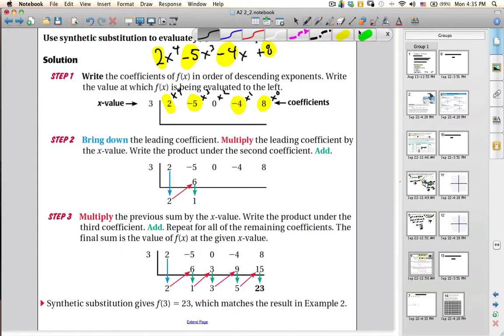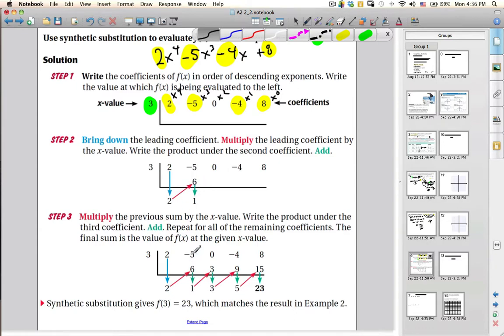And then I'm going to take this value here, the 3. Here is the value I'm going to plug in. And then we follow a pattern. First we add downward. I'll have 2 plus nothing, which is 2. And I multiply it times this item. 3 times 2 is 6, and I record it in the next column. Then I add down. Negative 5 plus 6 is 1. And I continue to repeat this.